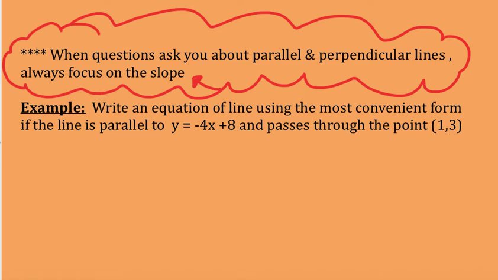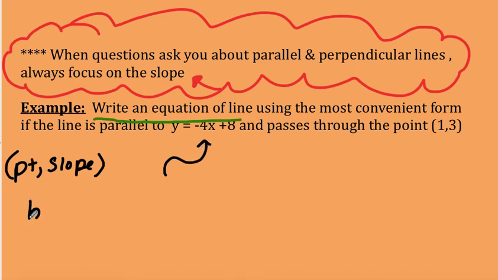So the first thing I like to do is think of what's the minimum I need to write an equation of a line, because it's asking me to write an equation of a line. Now, in class, we've been talking about that the minimum you need is a point and a slope. That's our minimum. I need that to write an equation of a line. So I'm going to borrow the slope from this parallel line, because I want a line that's parallel to that.